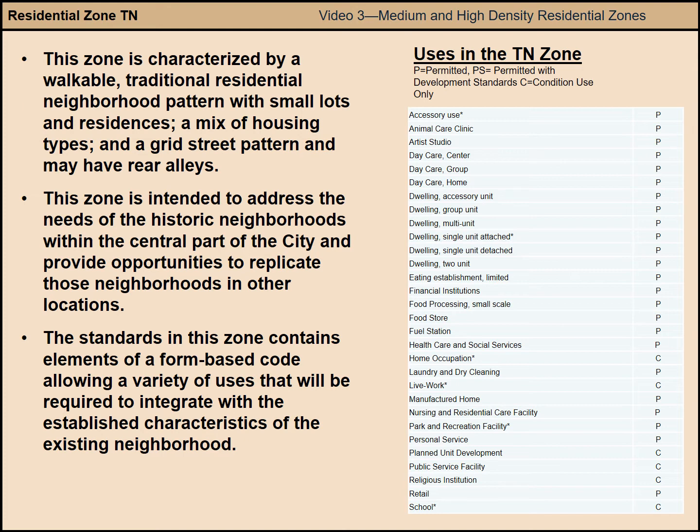You can see on the table of allowed uses on the right-hand side of the screen that there are a mix of housing and commercial uses that would be allowed. Each use would be limited in size and include standards on placement, height, etc. to make sure they fit well within the neighborhood. For more information on this zone, please make sure to check out our presentation on the traditional neighborhood.